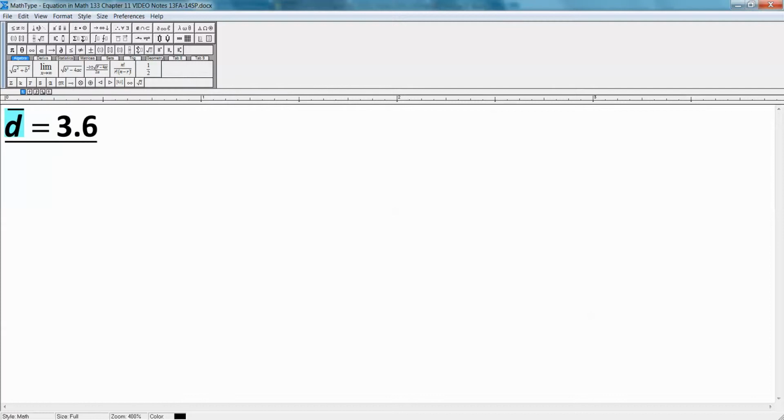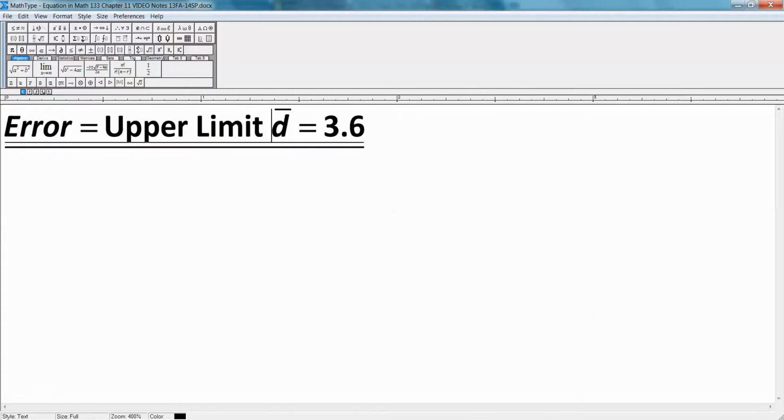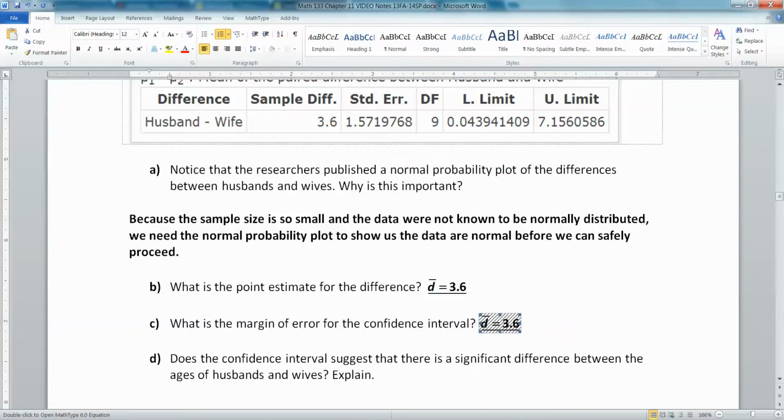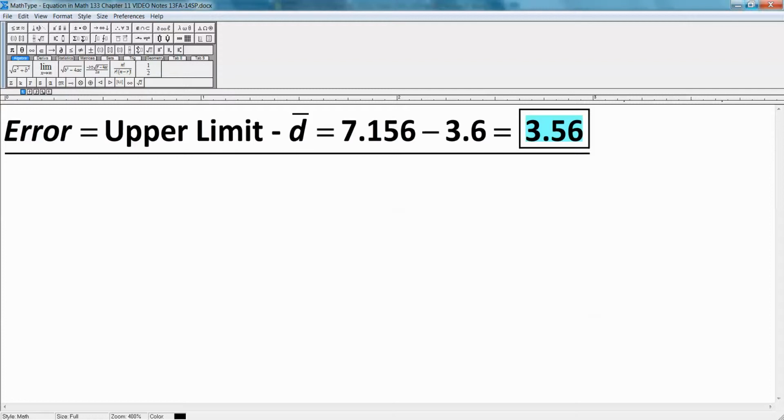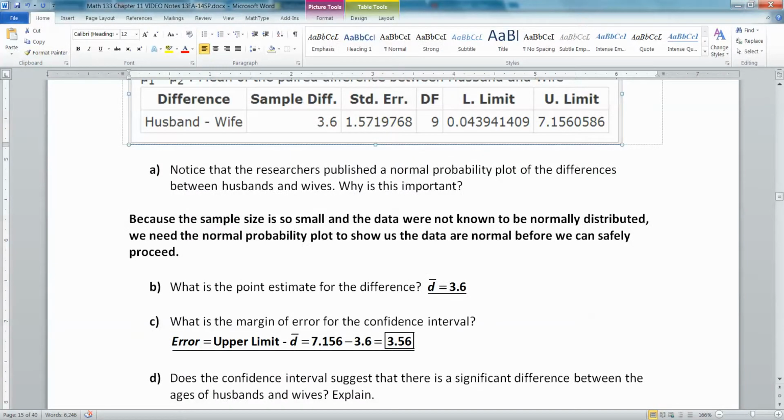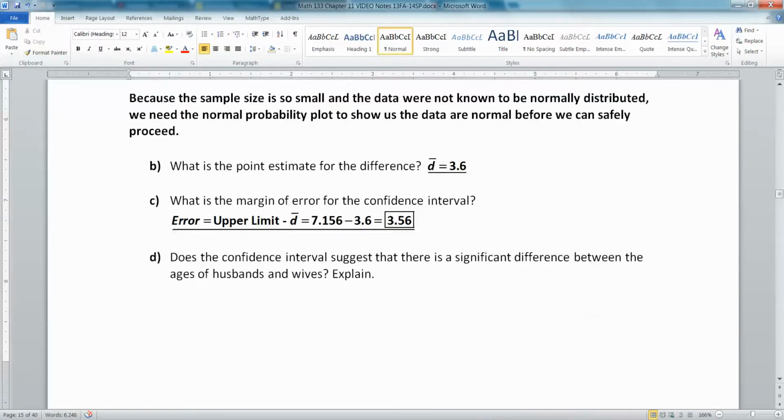Or you could just take the error equals upper limit minus D bar. So that would be 7.156 minus 3.6, which would be 3.56. Or you could take 1/2 of upper minus lower. So you could take the upper limit minus the lower limit and cut that in half. That would work as well. Either way, that's your error.